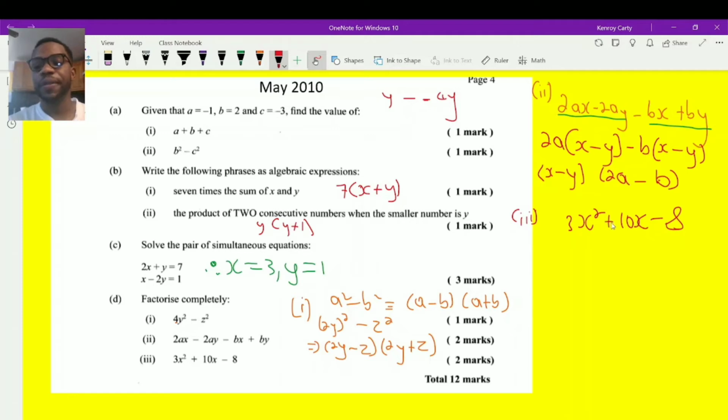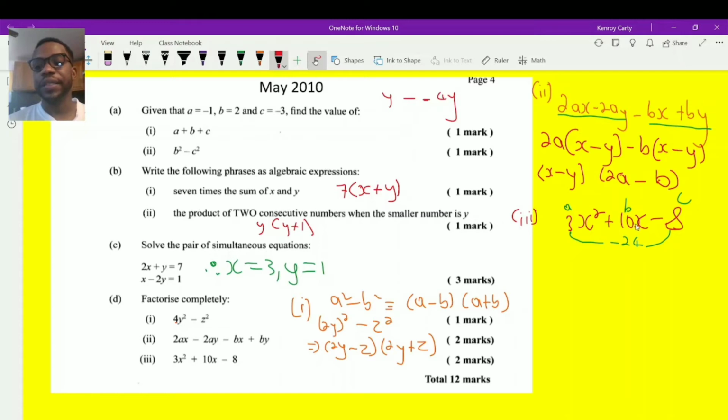Now, in this case, we have to introduce what is called the AC method, all right? Now, this is A, this is B, and this is C. Watch the signs as well. So it's 3 times negative 8, not 8, but negative 8, is negative 24. Now, remember what we want. We want 2 numbers. When you multiply them, you get negative 24. When you add them, you get a positive 10.